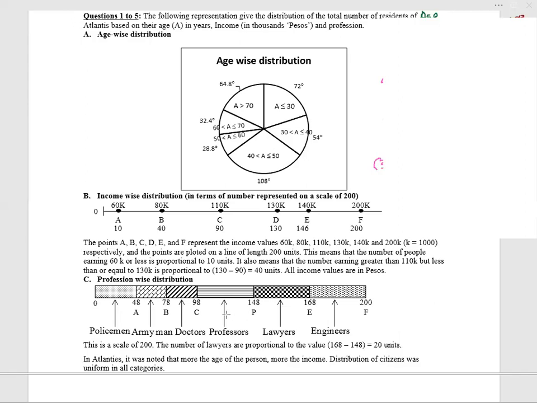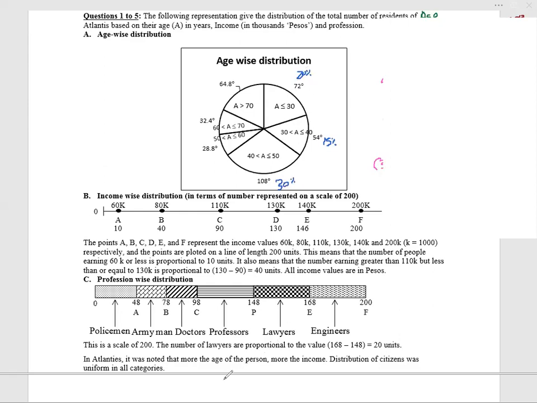Look at this data set. We need to deal with lots of data. The first pie chart gives the age-wise distribution of the number of residents of Atlantis. 72° means 20%, which is below 30 years. 54° means 15%, between 30 to 40. 108° means 30%.